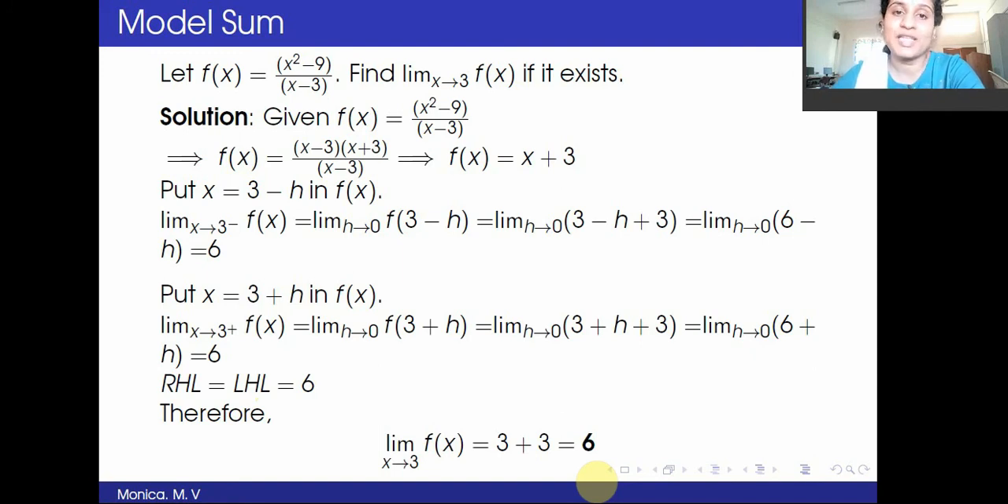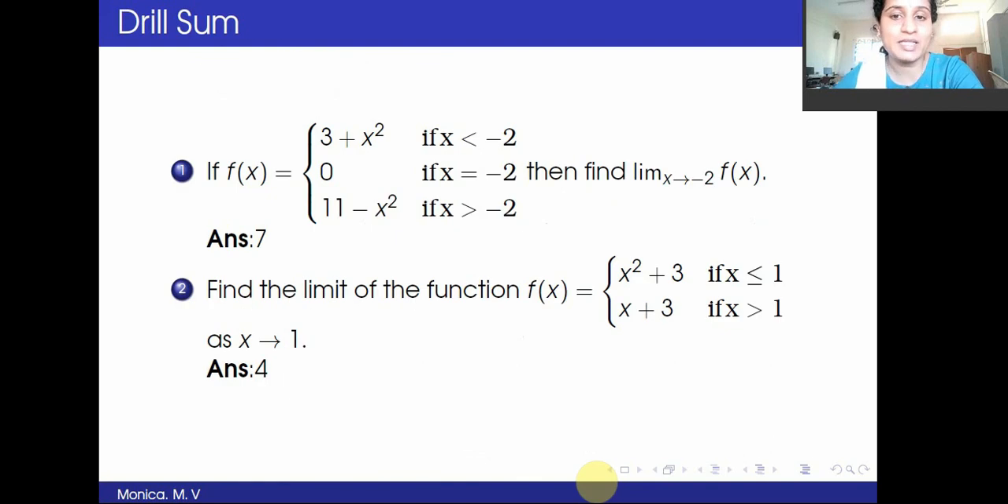So what have we studied today? We have studied the limit of a function, the epsilon delta definition, the conditions for existence of limit, the left hand limit, the right hand limit, and how to find the limit of a function at a given point. Hope you have well understood this in this video. We have a few drill sums. You can try these exercise problems.